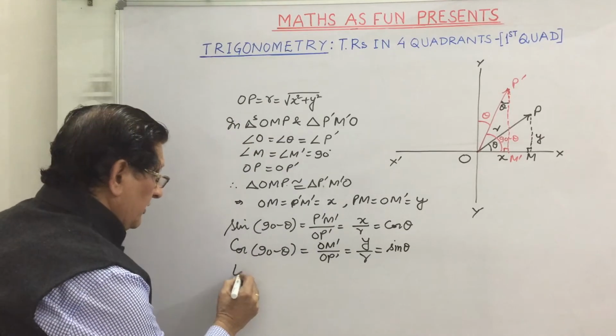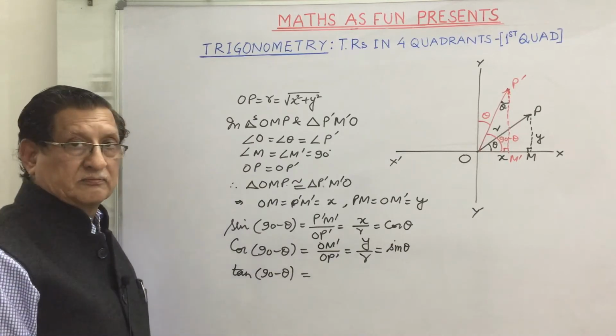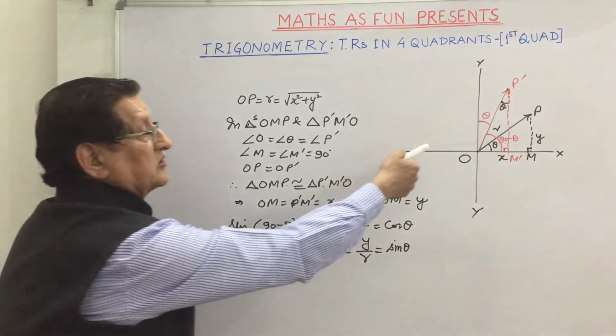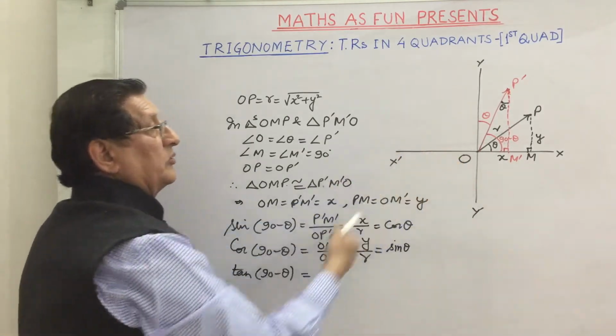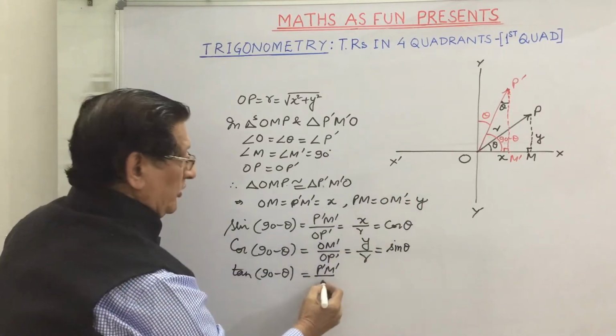And similarly, when we go for tan 90 minus theta, tan 90 minus theta is perpendicular upon base. That will be here P dash M dash upon OM dash.